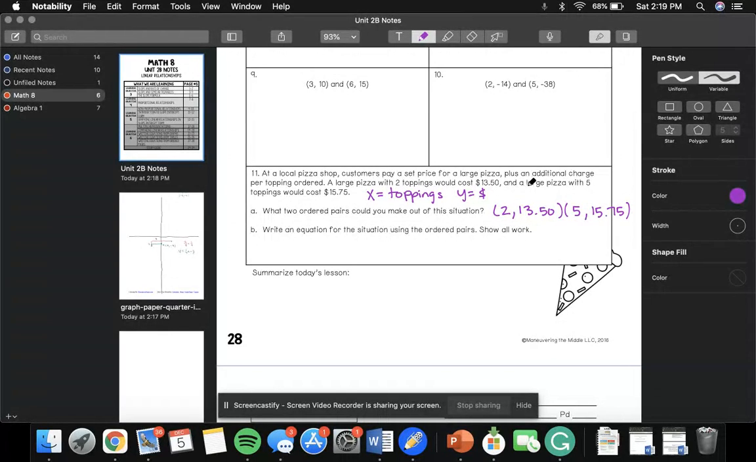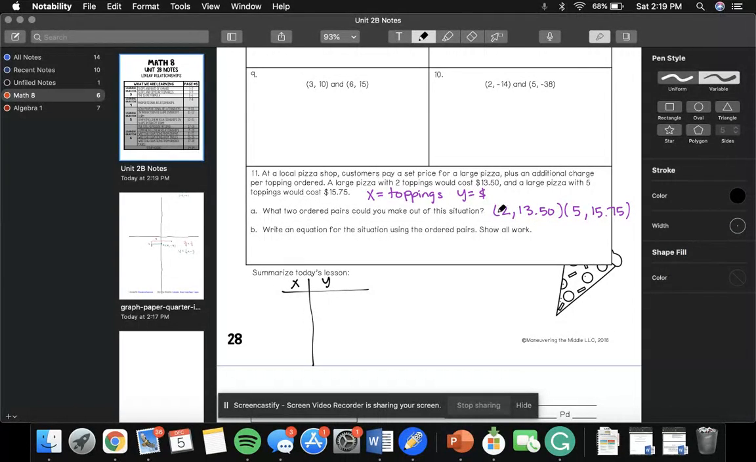Then it says, write an equation for this situation using the ordered pairs. Show all of your work. Now, I don't recommend graphing for this problem either, because who's going to want to graph 13.50 and 15.75? So I like to use different methods to help me figure this out. I'm going to use a table method, I'll write it over here, and I'll also show you the algebraic way as well.